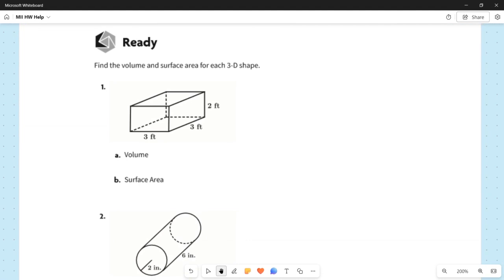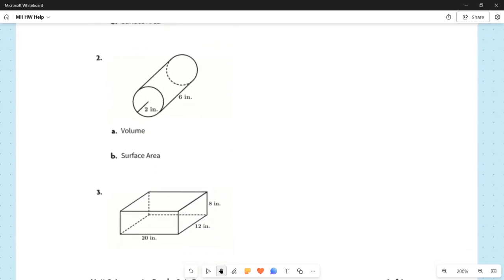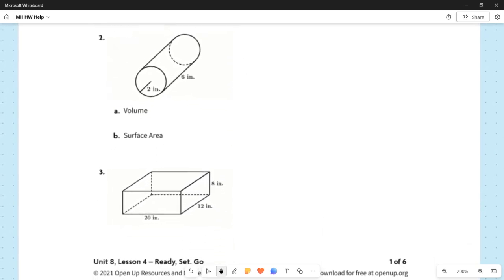In the Ready section, the directions here say find the volume and surface area for each 3D shape. And in this section, we're going to be looking at questions 2 and 3. Question 2 is a cylinder, and question 3 is a rectangular prism. And for both of them, we're going to be looking for both volume and surface area.